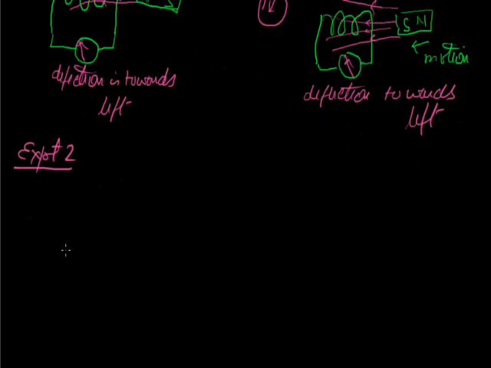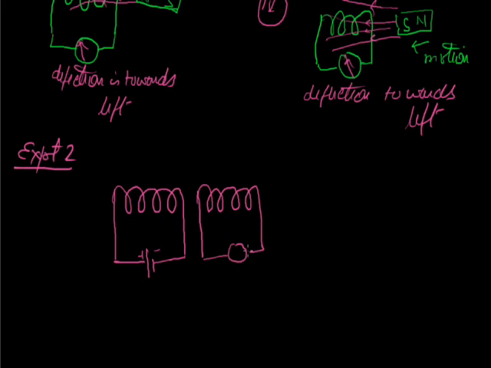Experiment second. We have two solenoids. This one is the first solenoid. It is connected to a cell or battery. And the second solenoid has only a galvanometer connected to it. This is G. Here is the cell or battery. Here is the key. When no current flows through solenoid M, there is no deflection in the galvanometer. This is solenoid N. When there is no current through the solenoid, there is no deflection.